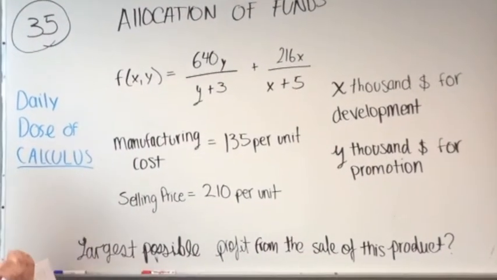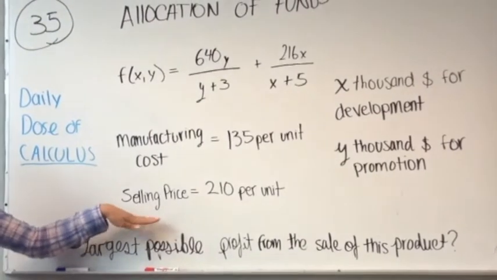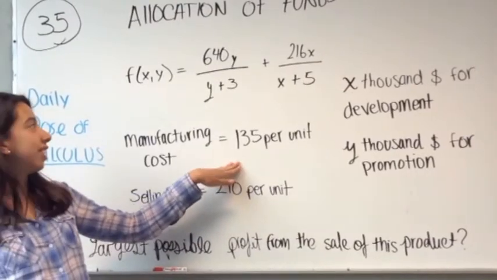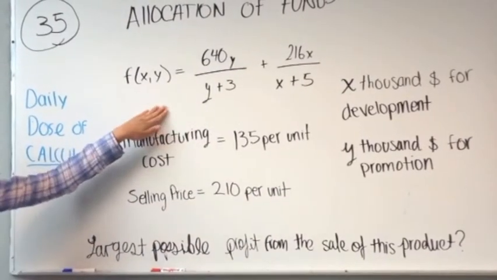Okay, so this is the data that we have. The selling price is 210 per unit, and the manufacturing cost is 135 per unit. This is the demand function.